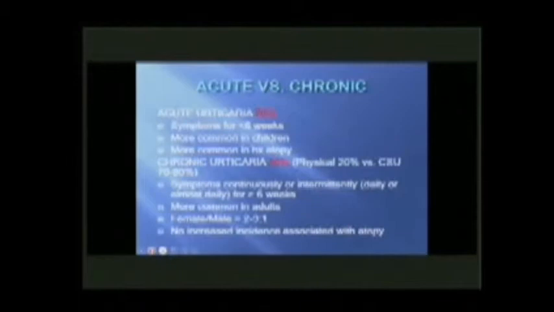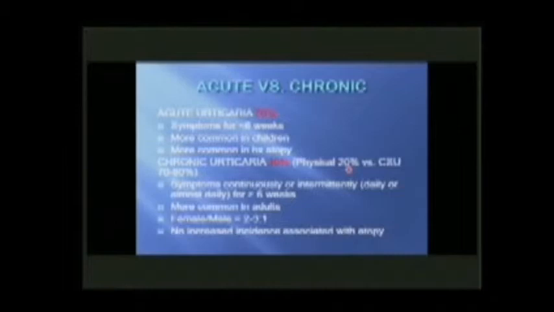In the majority of cases, if you divide up the prevalence of acute versus chronic urticaria, 70% of our cases would come under the acute category. This is more common in children and more common in patients with a history of allergies or atopy. Of the cases presenting with chronic urticaria, the vast majority are chronic spontaneous or idiopathic, and only 20% have an underlying cause triggered by physical urticaria.